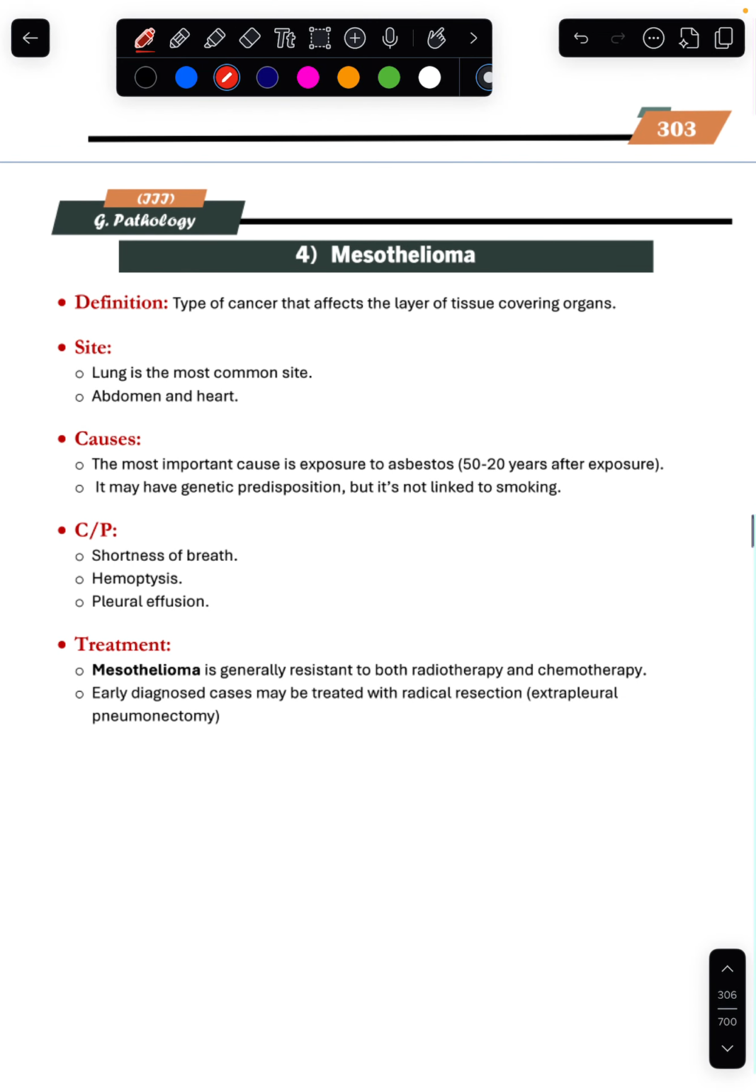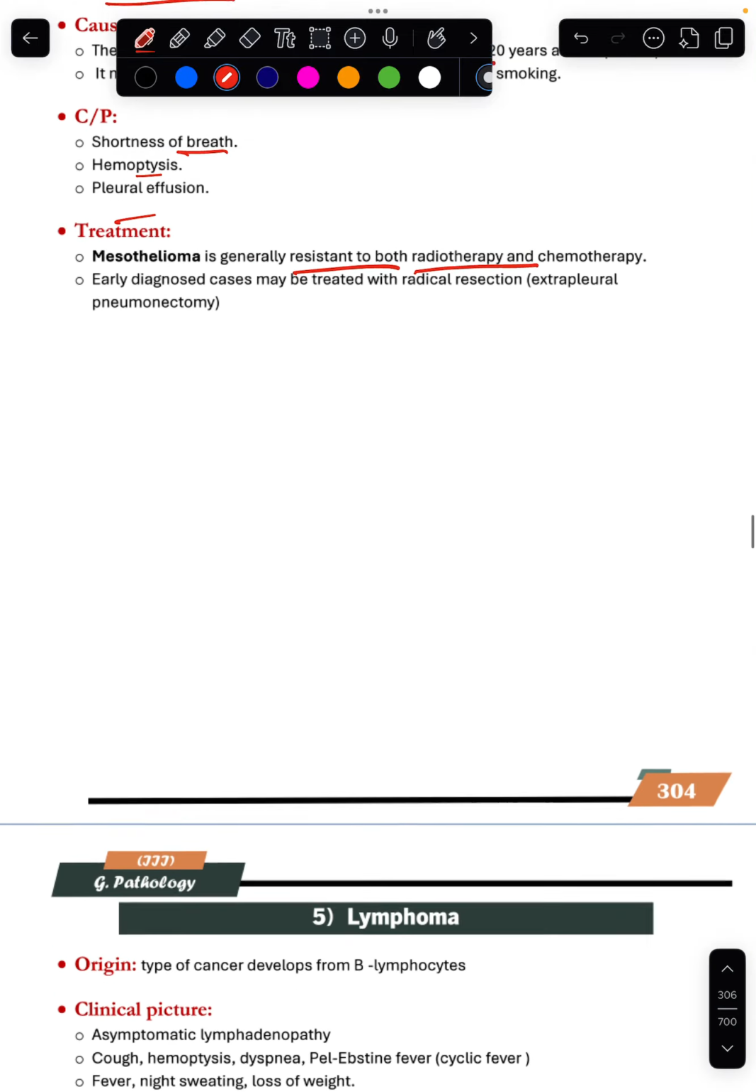Mesothelioma is a type of cancer of the tissue covering the organs, layers of tissue covering the organs. Lung is the most common site, then abdomen, heart. The most important exposure is asbestos, 15 to 20 years, genetic predisposition, shortness of breath. It is generally resistant to both radiotherapy and chemotherapy. Early diagnosis may be treated with resection.